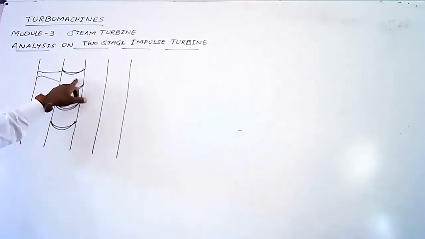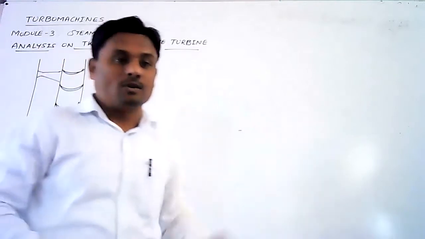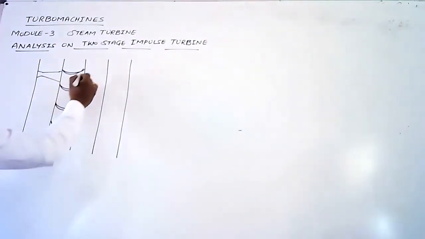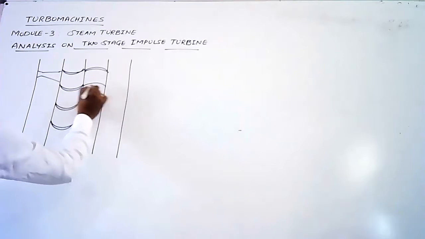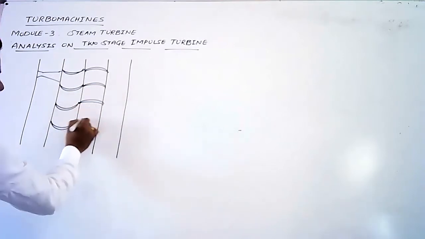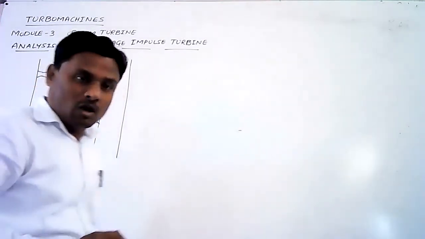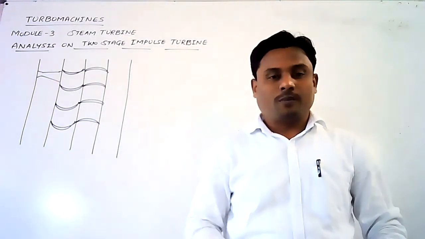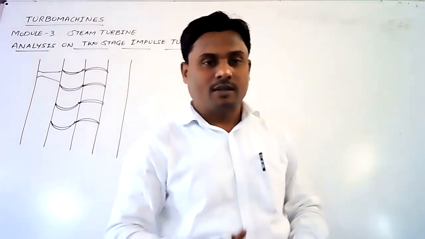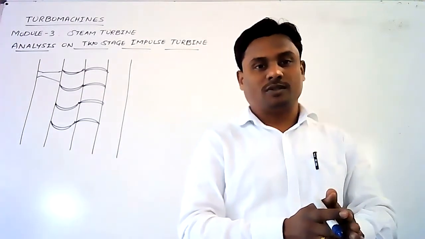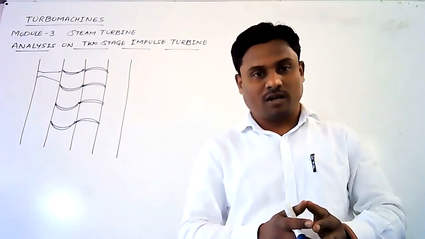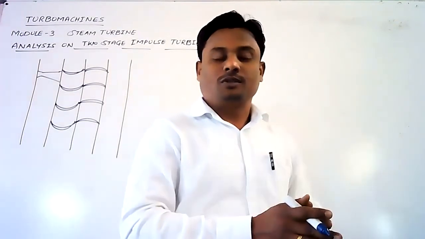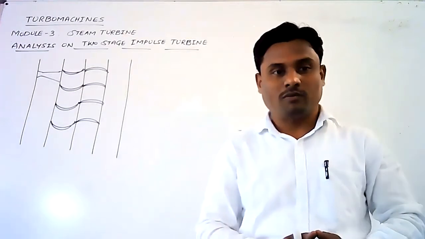After doing work on the moving blades in this row, the steam comes out from the first row of moving blades and enters the guide vanes or the fixed blade row. This is the row of fixed blades, or guide vanes. The main purpose of the guide vanes or fixed blades is to provide the proper direction for the steam to flow into the second row of moving blades.